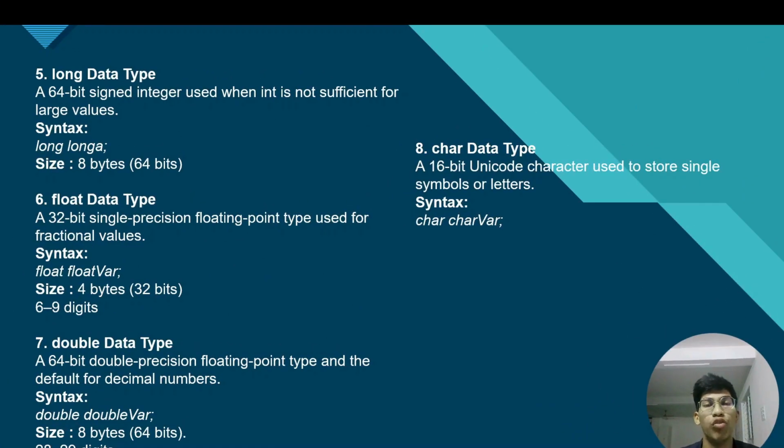Which is the float data type. The float data type is used for storing decimal values or fractions. It is a 32-bit, single-precision floating-point type used for fractional values. The syntax is the data type float and floatVar is a variable. It is 4 bytes, which is 32 bits. It can hold decimal digits of about 6 to 9. Double data type. It is a 64-bit data type which is used for storing decimal values, but this can hold up to 15 decimal points. Its size is 8 bytes, which is 64 bits.